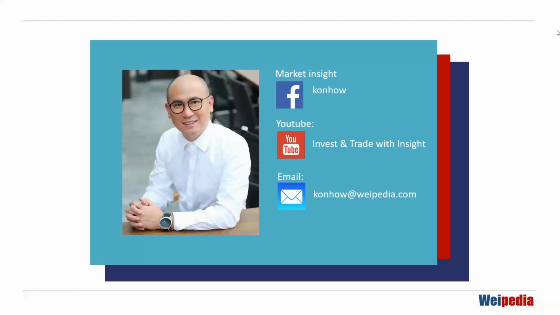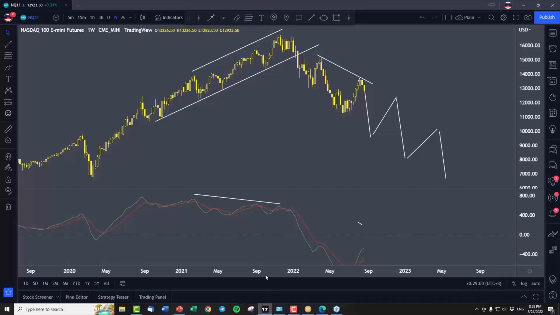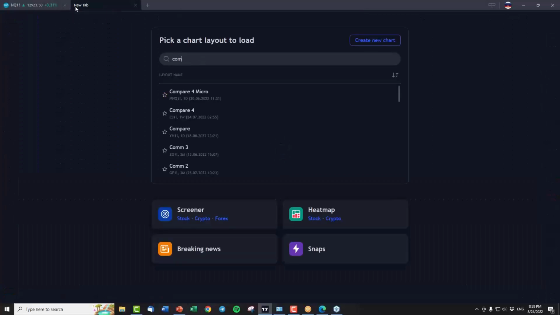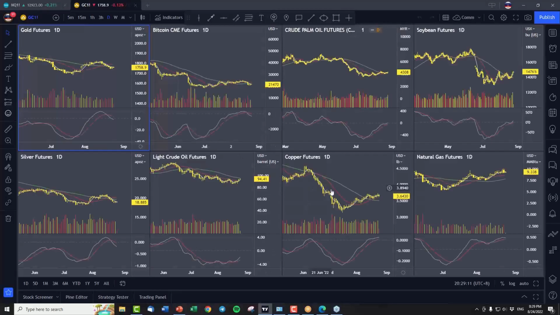Okay, let's maybe look at natural gas and see if we can apply what I shared earlier, divergence. If you can see my TradingView charts. So natural gas, that's something that I have.